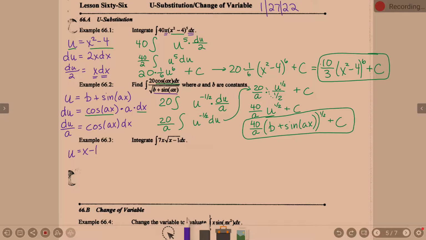If u is x minus 1, then du is 1 dx, or in other words, just dx. Yes, that is the way it works out on this one. Okay. Let's write out our integral.